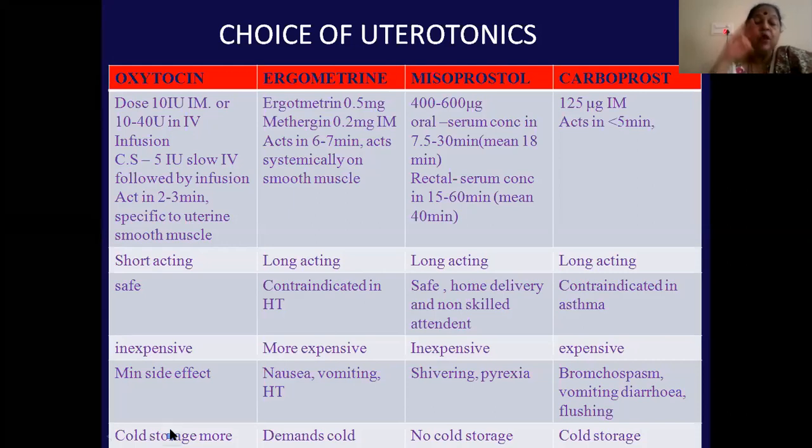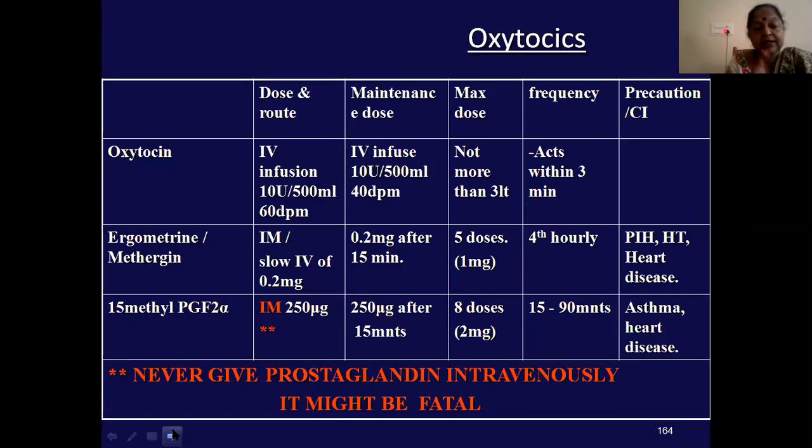So oxytocin, ergometrin, and carboprost you have to keep in cold storage, whereas misoprostol can be kept outside. The potency of the drug depends on where it has been kept. Many times it happens that we go on giving drugs, but the effect is not there, because the potency is decreasing. Oxytocin, we have already discussed, and this is another chart where you can see the maintenance dose, maximum dose, frequency, and precautions you should take.